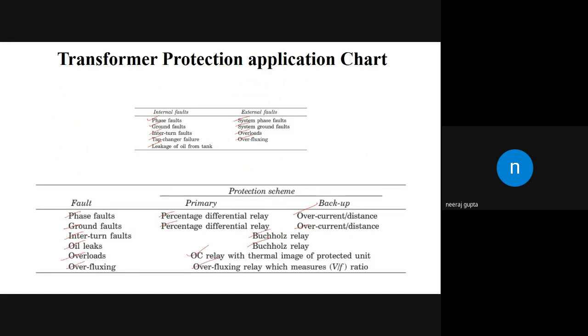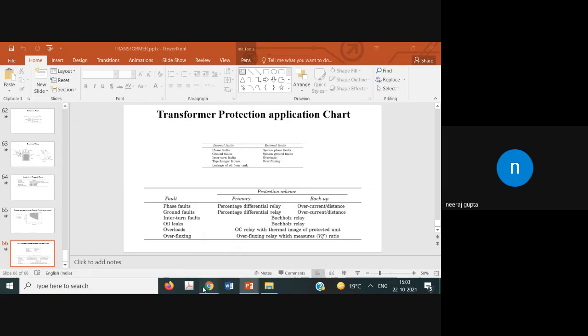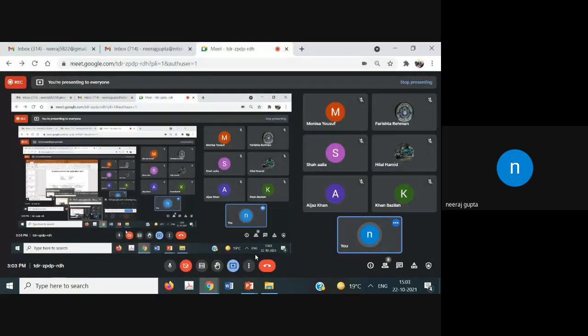Is it okay? Yes, sir. Any questions related to that? Because a small part of bus bar is there, I will also start that. Is it okay? Are you able to get it? Yes, sir. Any doubts in that? Yes, Farishta.